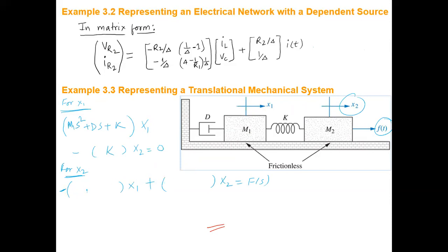So let's fill in the blanks here. Let me do X2 first because I want to do X2 first. So for X2, what are the things? We have M2 S squared. Then we have KS, simply K, right? So you have two things here. Then in terms of X1, KX2, right? KX1. So if you take the inverse Laplace transform, what do you get here?